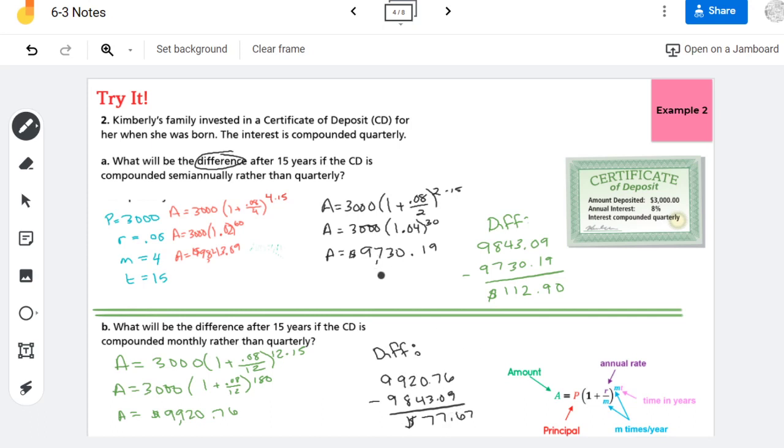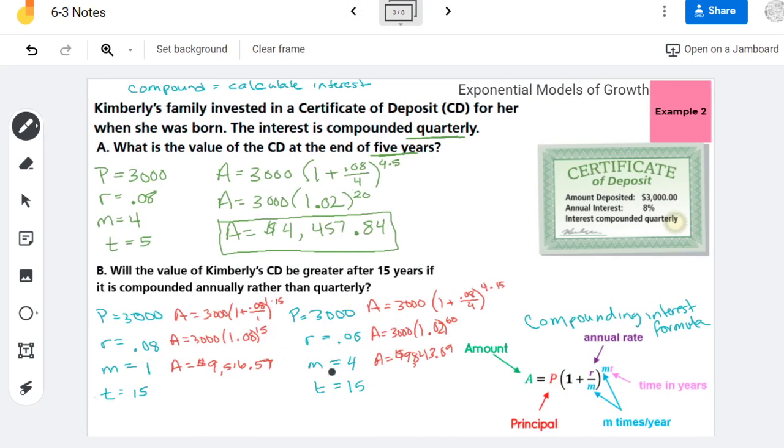But check it out, like when it was just once, right? When I compounded once, that's quite a bit. That's $400 more, okay?